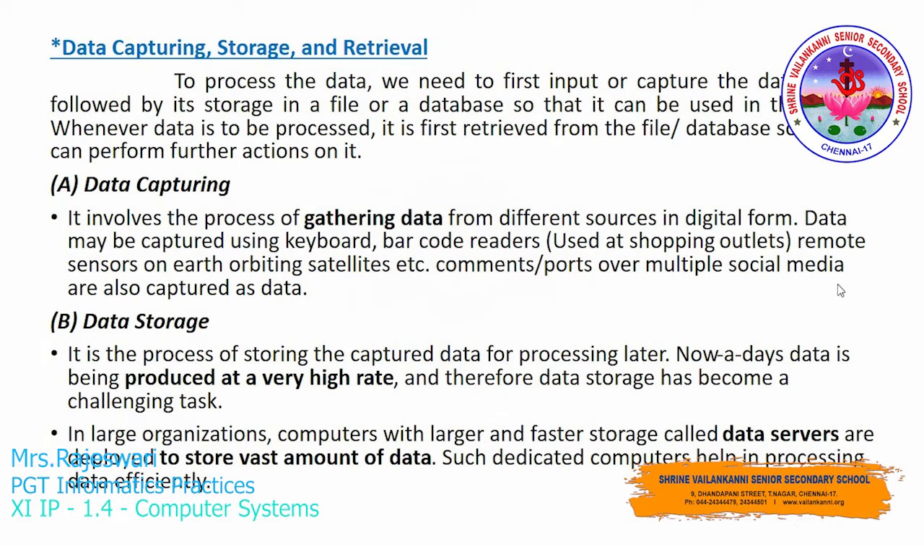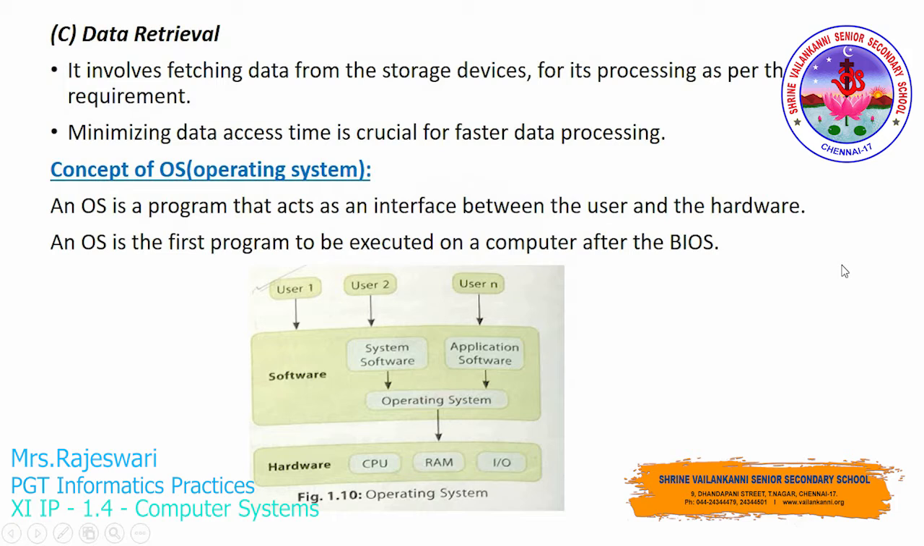And now let us see about data retrieval. Data retrieval is nothing but fetching the data from the storage devices. Storage devices we have already discussed in the last class. It can be a secondary storage device or the hard disk in your computer, anything it can be. How you fetch the data from the storage devices for processing in the future represents data retrieval. And if the data access time is minimized, you can process the data much faster. So like that we have to maintain data retrieval.